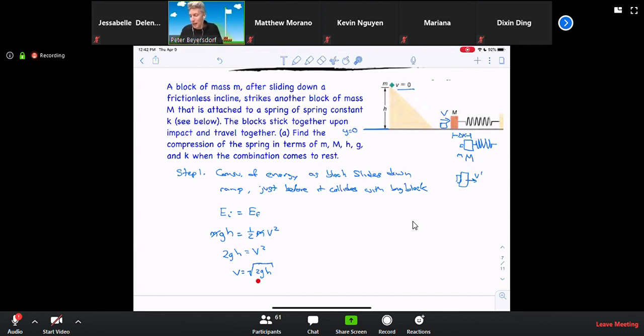Anytime we drop an object and there's no friction or air resistance, after it travels a distance h, it will be moving at a speed of square root of 2gh. So having recognized that, I'm going to assume that this is correct and move on. And I'm going to consider conservation of momentum next. So step 2, we're going to do conservation of momentum from just before to just after the collision.